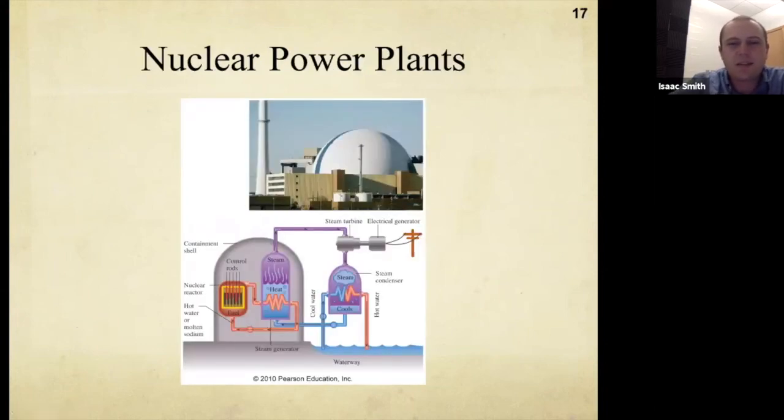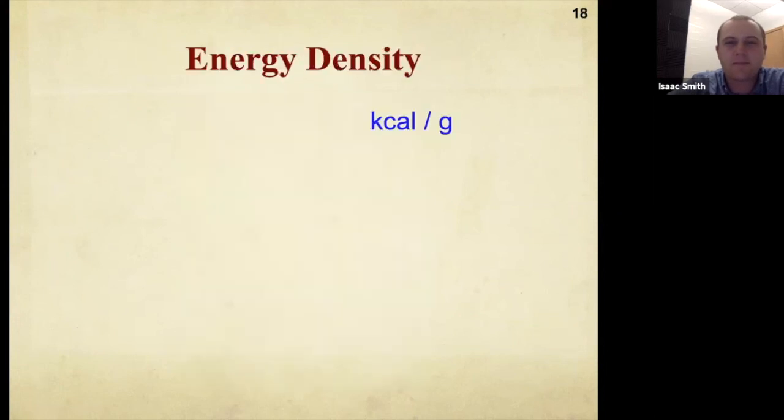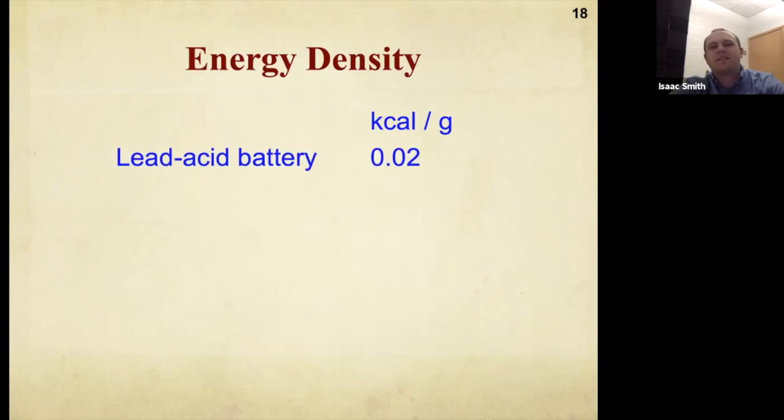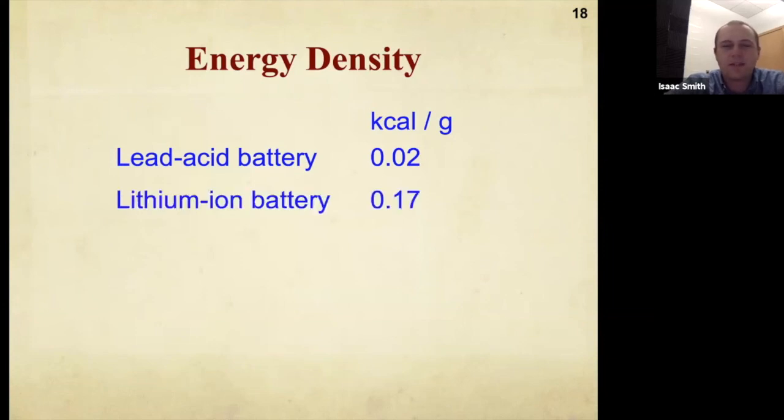So this is what's happening in nuclear power plants. You've probably heard of those. We're not really going to go into the whole process here, just giving you a general idea. What I think is interesting is energy density, looking at different ways that we get energy. Lead acid battery is kind of an old technology, but you only get 0.02 kcals per gram. Lithium ion battery is some of the more modern batteries that we have. You get 0.17 kcals per gram.